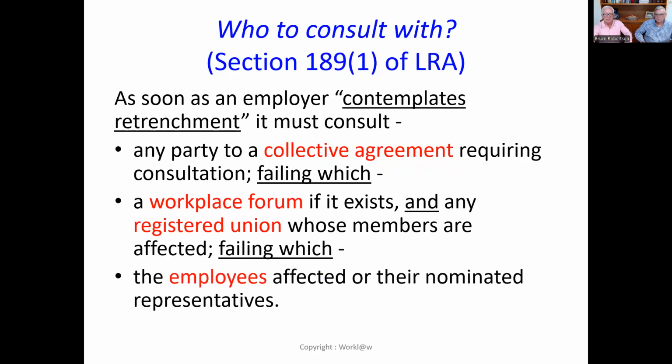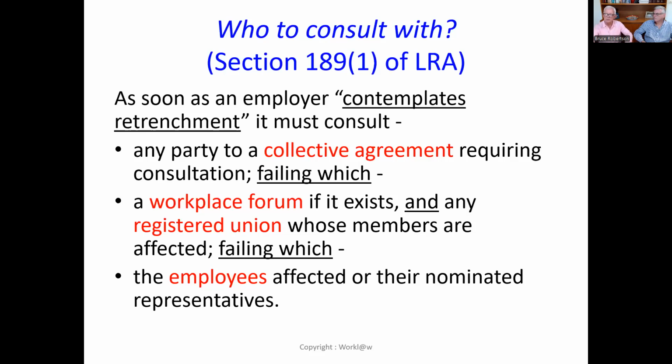Those "failing which" words are very important because this is a hierarchy of consultation. So if, for example, you've got a party to a collective agreement, a union that requires consultation, you don't have to consult the next two levels down, the workplace forum or any other union whose members are affected, or the employees or their nominated representatives. You comply with the section by consulting at the first level with that party to the collective agreement.